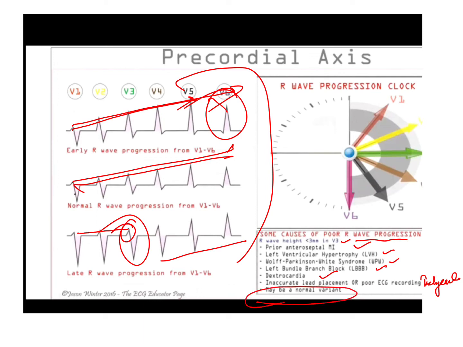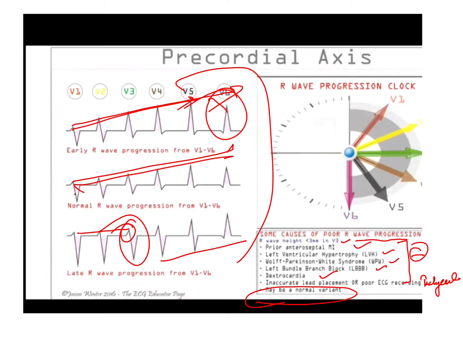It may be a normal variant, but before declaring it an abnormal finding, we have to rule out all these conditions, that is prior anteroseptal MI, left ventricular hypertrophy, Wolff-Parkinson-White syndrome, left bundle branch block, dextrocardia. If they are absent, then only we can say that this poor R wave progression is a normal variant.